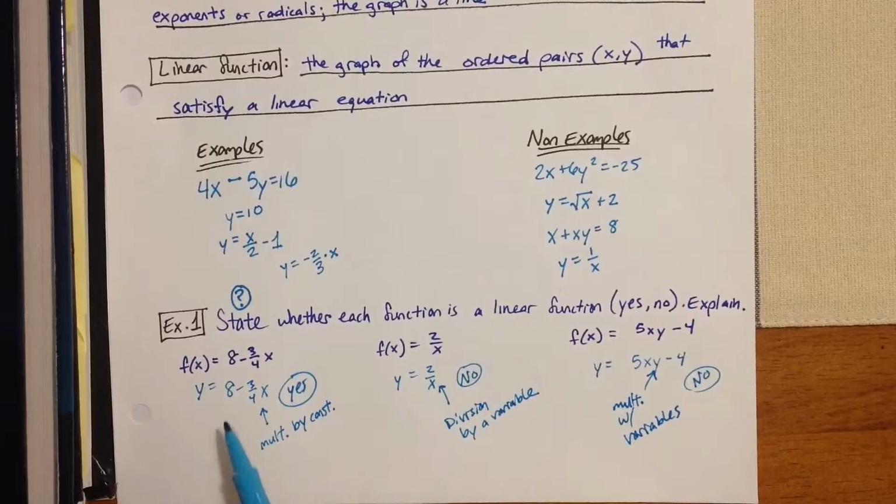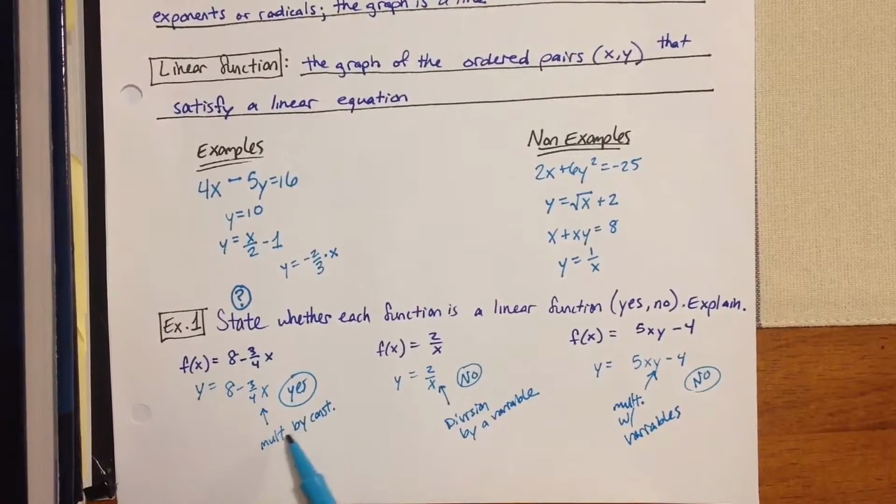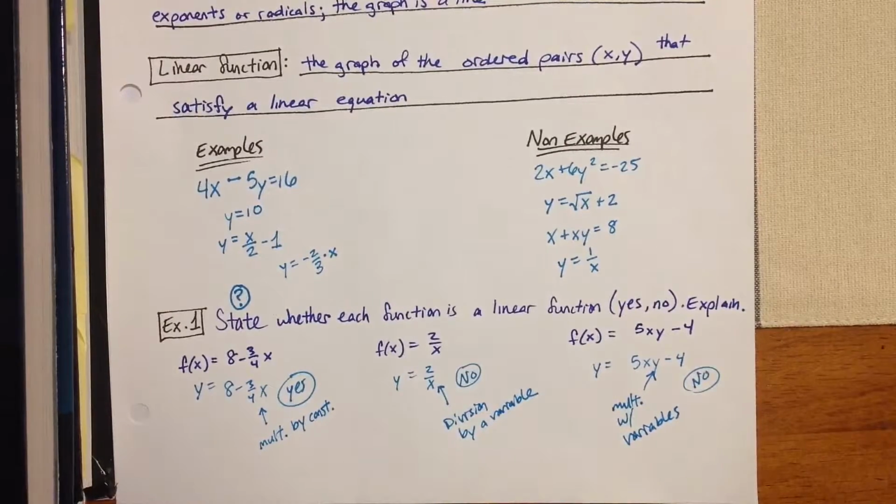So there you go, some examples and non-examples of linear equations. We've solved linear equations a lot, but now you officially know what makes it a linear equation. There we go. And if we were to graph this guy, the only one that actually is a linear function, we would have a line. Hooray.